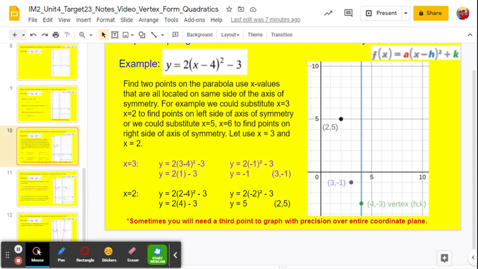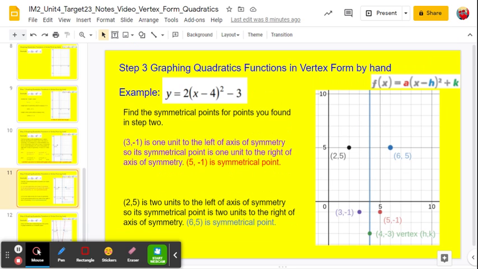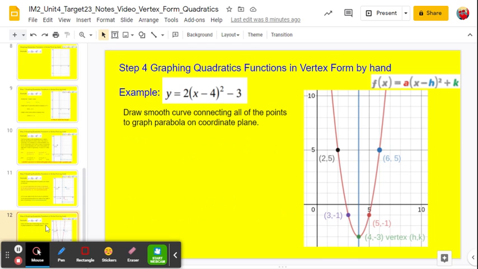There's the black point. So now you can see we kind of have half the parabola here. So you can guess what we're going to do next is we're going to find the symmetrical buddies, right? So the purple point was 1 to the left of the axis of symmetry. So we're going to reflect over the axis of symmetry and go 1 to the right. So that gives us the point (5, -1). And then (2, 5) is 2 to the left. So we're going to reflect over the axis of symmetry, and we're going to end up at (6, 5), which is 2 to the right of that line of symmetry. All right, and then we simply draw in the nice smooth curve, and we have our parabola.